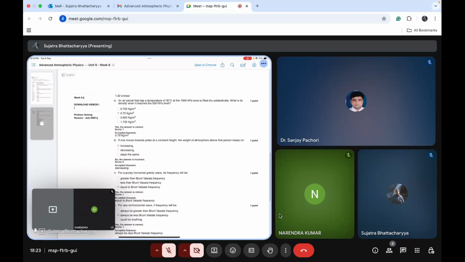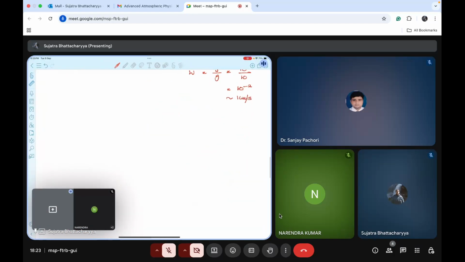Next is the fifth question. An air parcel that has temperature 30 degrees Celsius at 1000 hectopascals is lifted dry adiabatically. What is the density when it reaches the 500 hectopascals level? Again, there is a lot of information given in this question. Let us list it down and try to solve it.